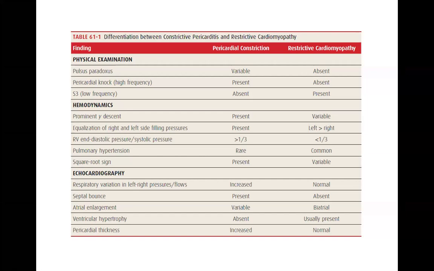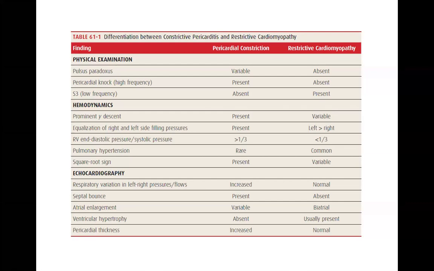Now, in echocardiography, what tells you that the patient has pericardial constriction is that there will be respiratory variation in the right and left flows. This will increase because, as we discussed before, the only moving part is the septum, so the RV cannot stretch.